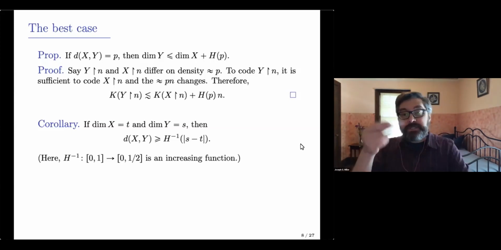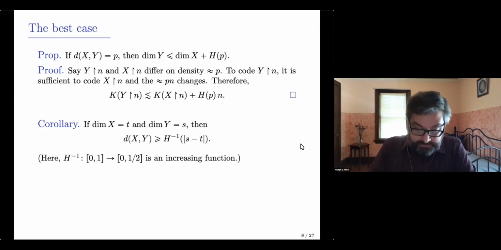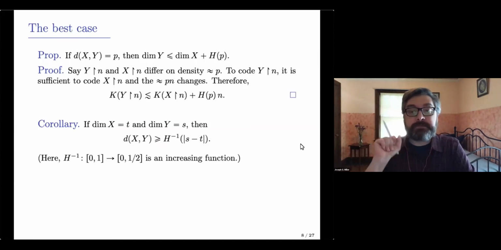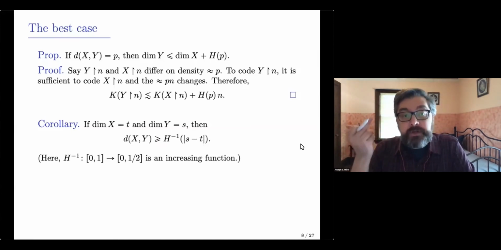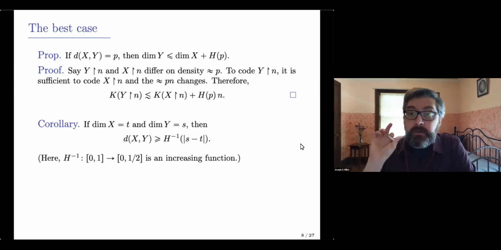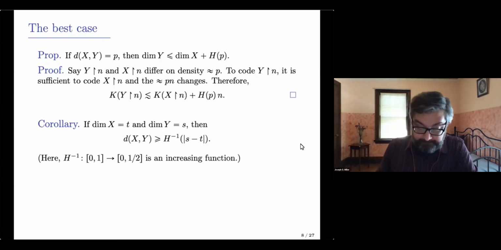So we can apply h inverse to both sides and we get this. I can point to this screen here. We get that the distance between x and y, if x is dimension t and y is dimension s, is greater than or equal to h inverse of the absolute value of s minus t. And that's just taking the proposition and flipping perspective, so that you start with the dimensions of the two sequences and then you figure out what you can say about the distance.